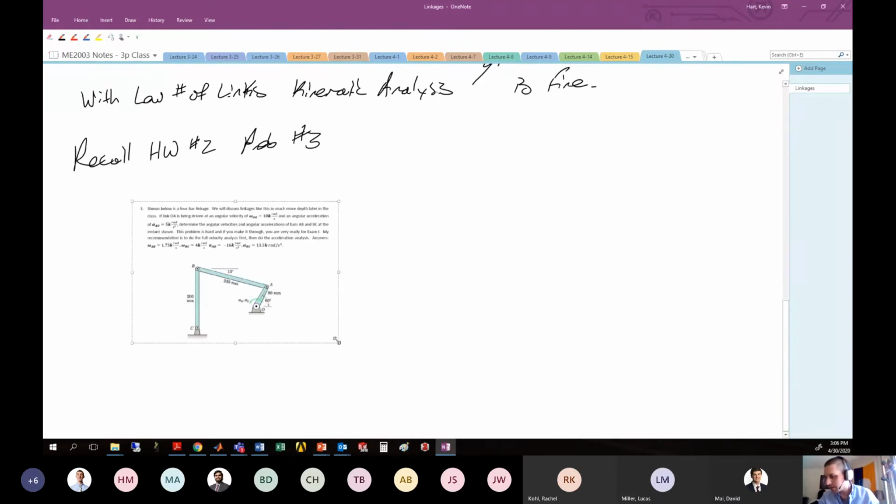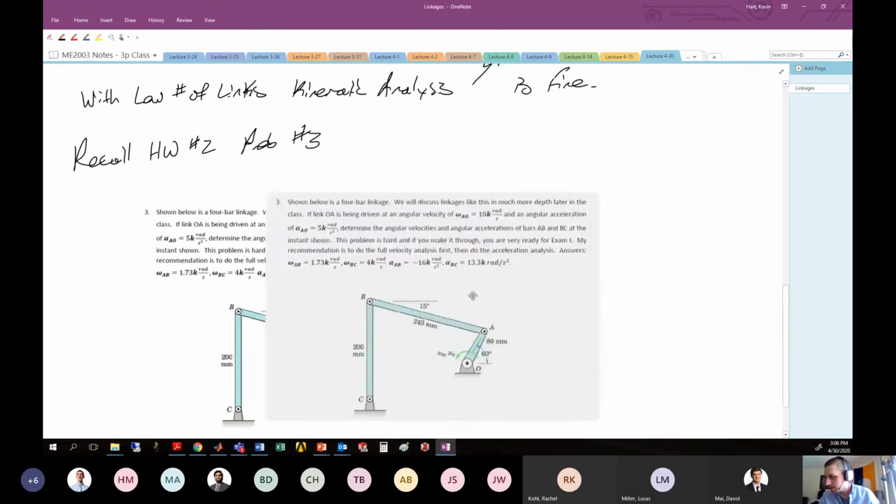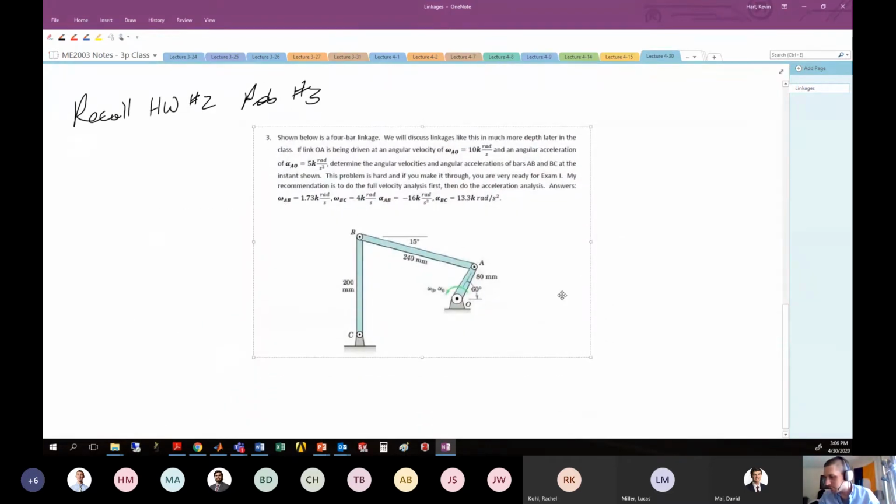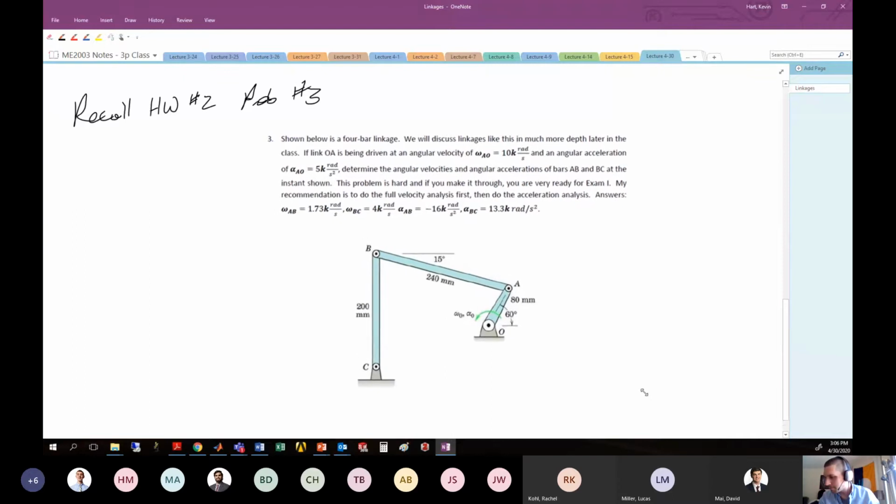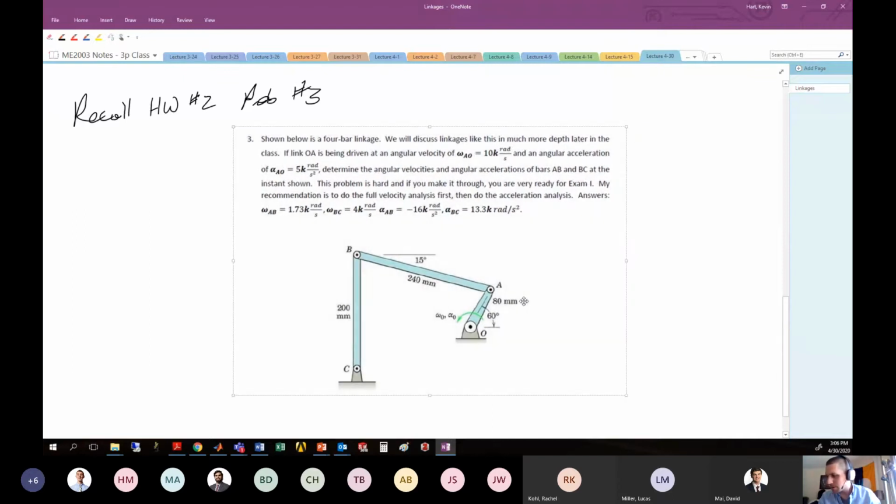So you had seen a linkage before with homework 2, problem number 3, and this was your general problem statement. Shown below is a 4-bar linkage. This is not a typo. This is a 4-bar linkage, and I'll explain what that means in just a little bit more.